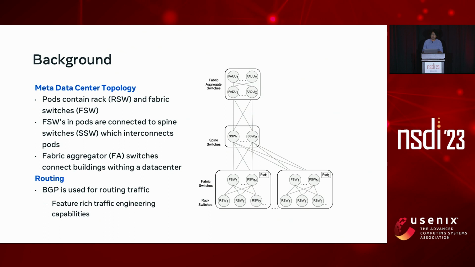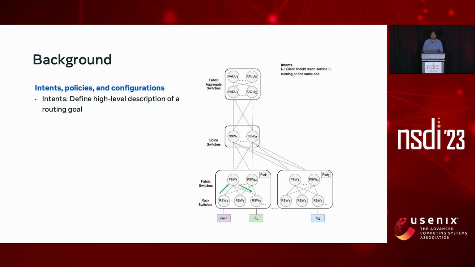At Meta, we primarily use BGP for routing traffic. This is because it has rich features for traffic engineering. Using BGP, the network operators define intents, policies, and configurations. So what are intents? Intents are defined as a high-level description of a routing goal.